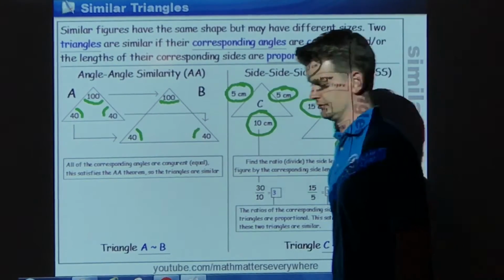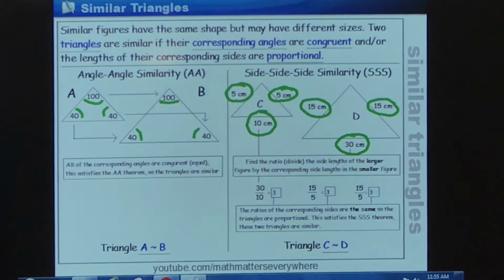So there's two ways to do it: the angles or the sides. Now this seems pretty easy and straightforward. However, you're not always going to be given all of the angles or all of the sides. So you're going to have to find them first before you can identify whether or not they're proportional or congruent.